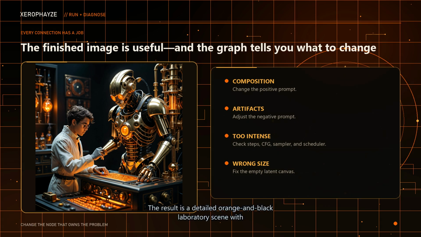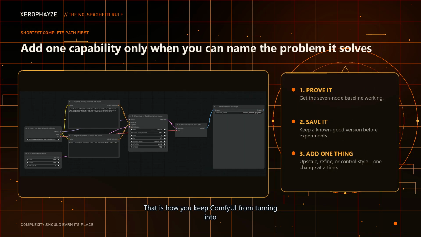Now we run it. The result is a detailed orange and black laboratory scene with the alchemist automaton as the focal point. More important than this particular picture, every connection has a job you can explain. If the composition needs work, change the positive prompt. If artifacts appear, adjust the negative prompt. If the image is too intense, check the sampler. If the size is wrong, fix the latent canvas. That is how you keep ComfyUI from turning into spaghetti.